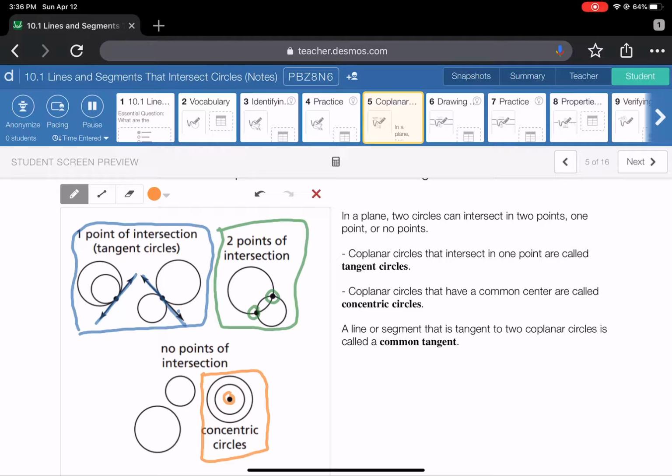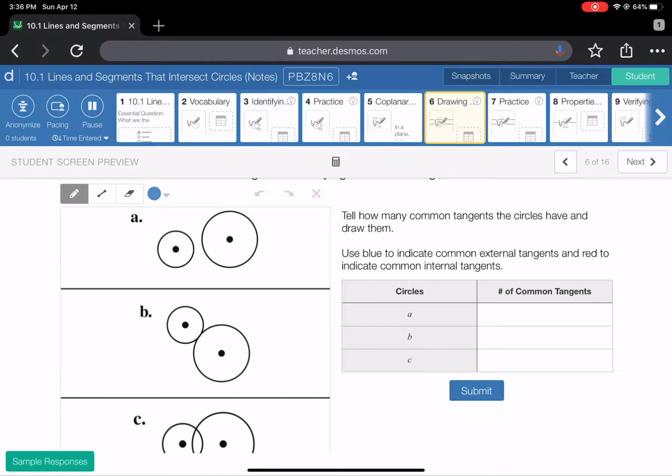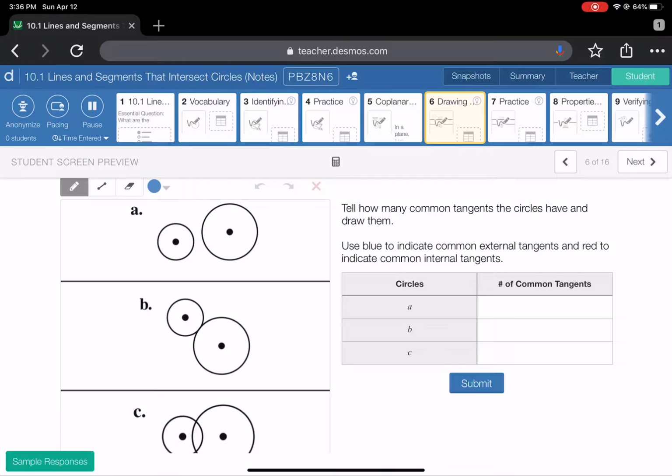If I draw a line or a segment that is tangent to 2 coplanar circles, it is called the common tangent. So that's what we're talking about right up here. This line that we drew, that is the tangent to both circles, is called the common tangent. So let's practice drawing out tangent lines on circles. The first thing we're going to do is draw a segment that joins the center of the 2 circles. We'll see that this is going to be helpful for us later. So I'm just going to connect the centers of all 3 of these pairs of circles.